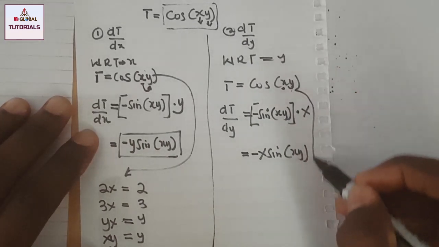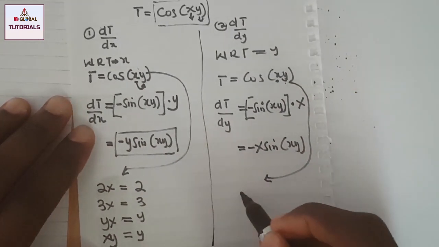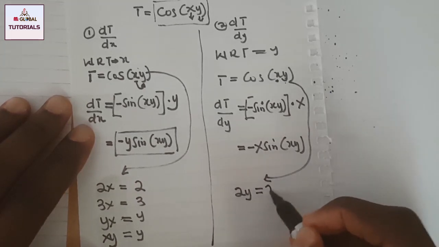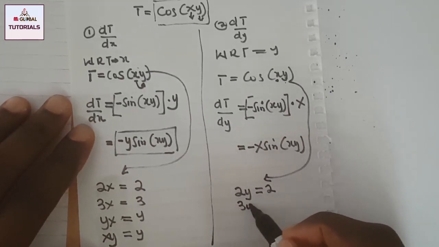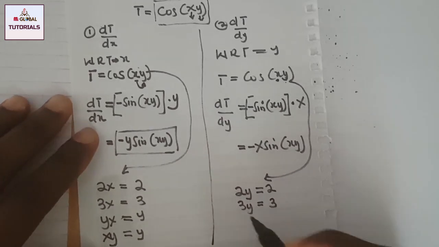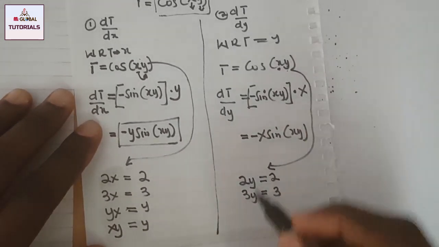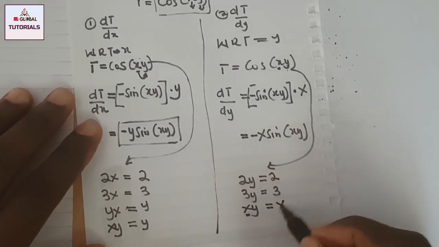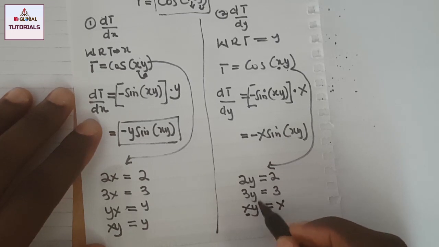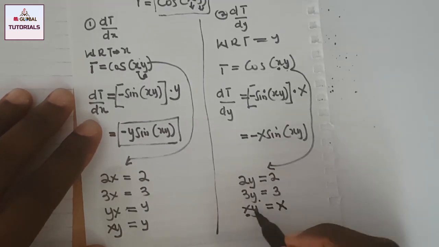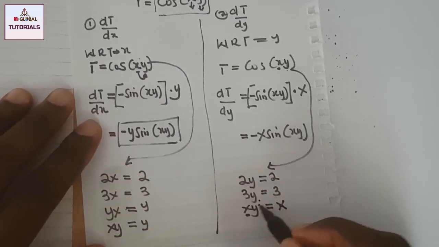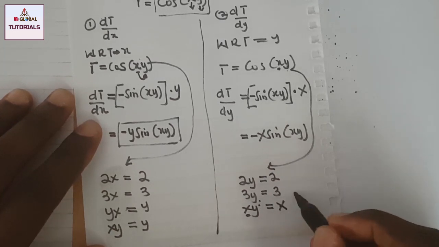Still, if you are not clear with this one, let me put it this way. 2y, when differentiated with respect to y, gives you 2. 3y gives you 3. And the question is xy, so it gives you x, because the power of y is 1. When you multiply the 1 by the coefficient, it gives us x. When you subtract 1 from the power of y, it gives us 0, and y to the power 0 is 1.